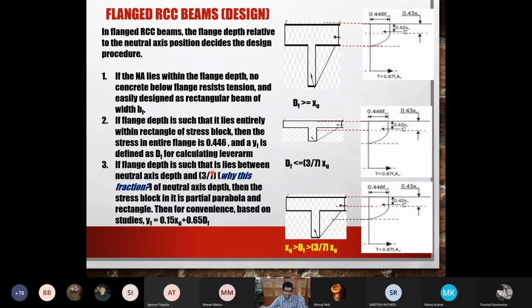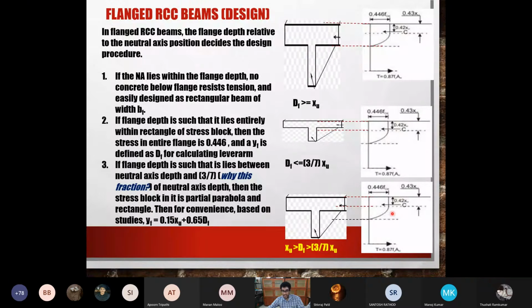So if the flange depth is such that it lies between the neutral axis depth and 3/7 of the neutral axis depth, why have I used this fraction? If you go back to the derivation of 0.36 FCKB, when you find out how that 0.36 comes, you will know what that 3/7 is. It's basically just the geometric ratio of those two locations. Then the stress block is partially in the parabola and partially in the rectangle.